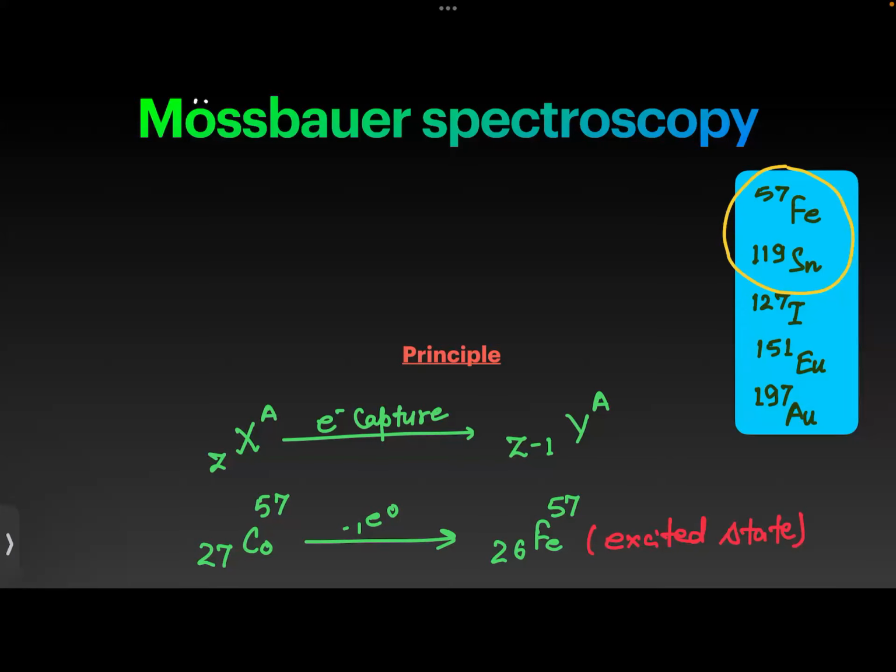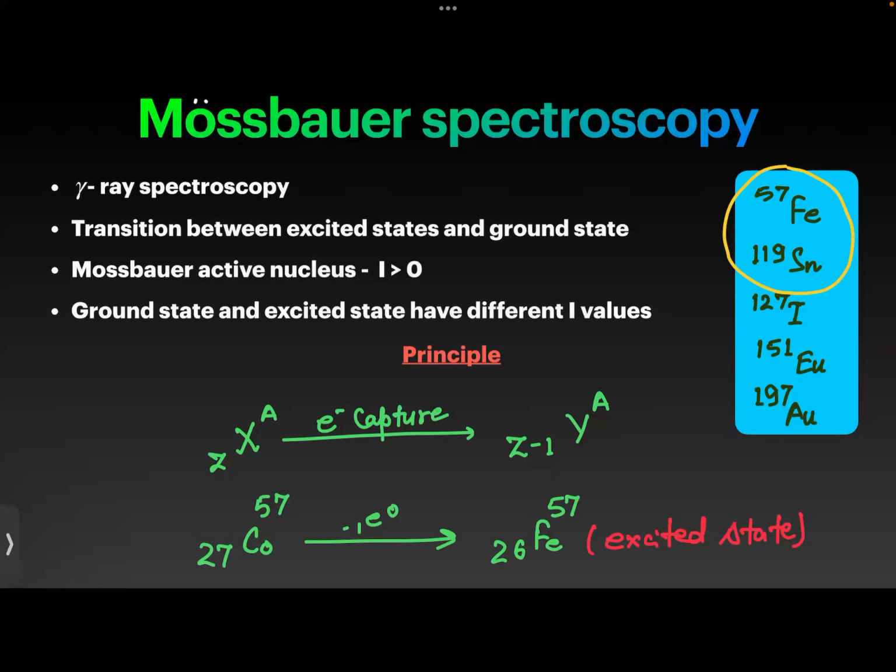Now I will talk about Mossbauer spectroscopy, which we also call gamma ray spectroscopy, because we use gamma rays as the energy absorption. And we study the transition between the excited states and the ground states. And we can do that only on a Mossbauer active nucleus, which has nuclear spin I greater than 0. And for that, the ground state and the excited state should have different I values.